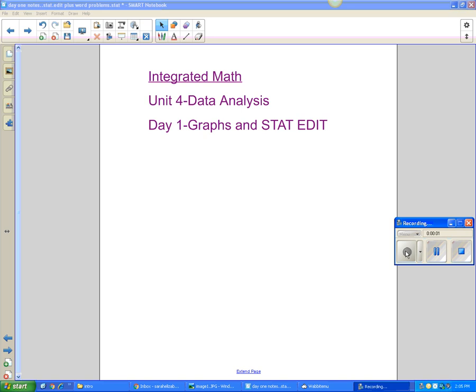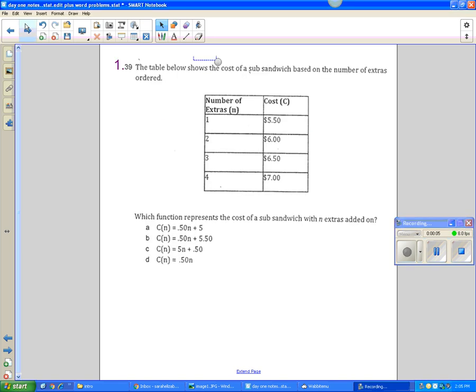Unit 4, data analysis, stat edit. Number 1 says, the table below shows the cost of a sub sandwich based on number of extras ordered. Which function represents the cost of a sub sandwich with n extras added on?